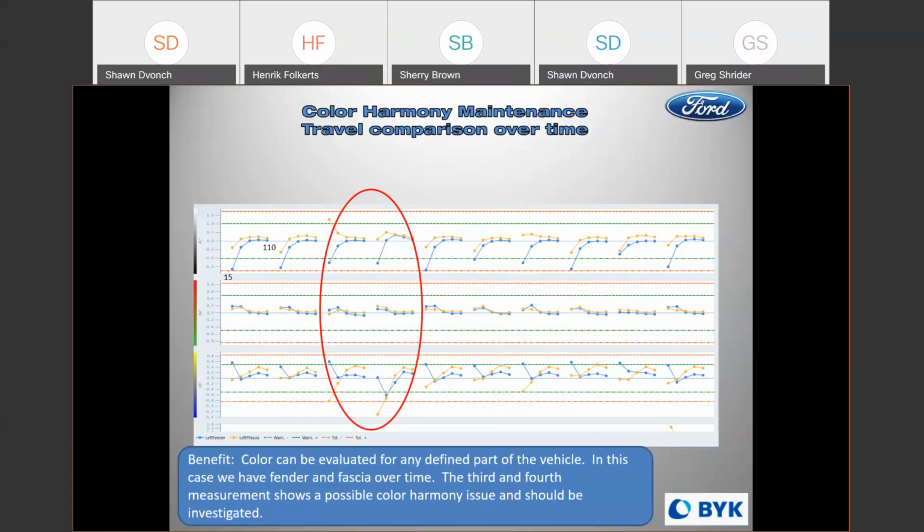So that's one of the benefits there, that we could actually look at this in real time and be able to assess if we're at risk to ship or not.